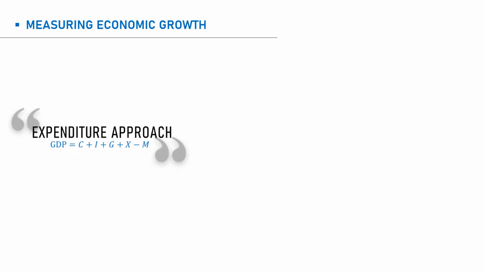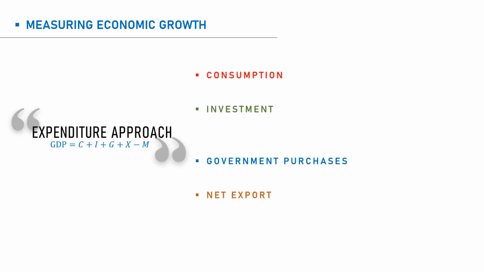GDP measurement can be done through three approaches. The first approach is the expenditure approach, and its components are consumption, investment, government spending, and the difference between exports and imports. This approach can be used because with the circular flow logic, we know that the value of goods and services produced and traded in an economy will be equal to the value of total expenditure made by all the agents in the economy.